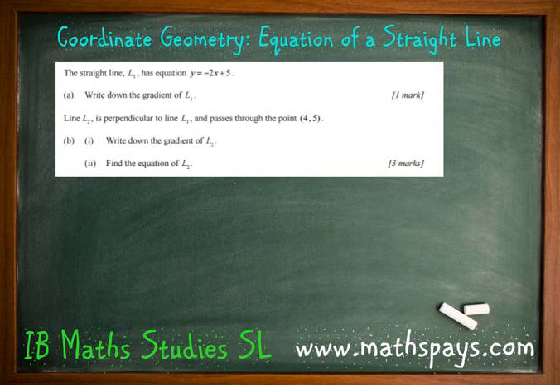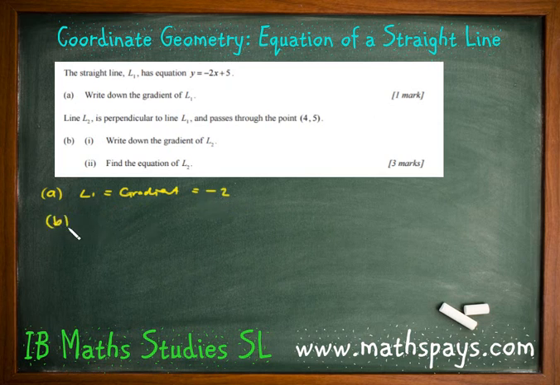How'd you get on? Hopefully pretty well, I'm imagining. So part A, almost the same question. Find the gradient of L, almost the same, wasn't exactly the same. So L1 gradient, the gradient equals -2. All right, that's even easier than the last one because it's just by line of sight.